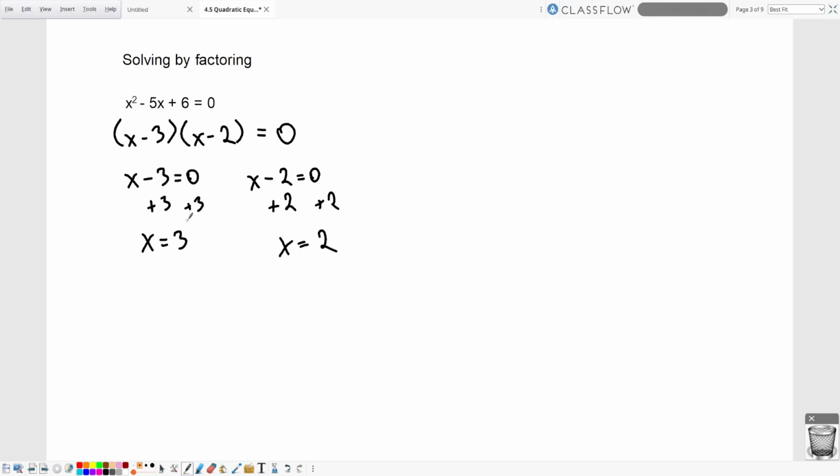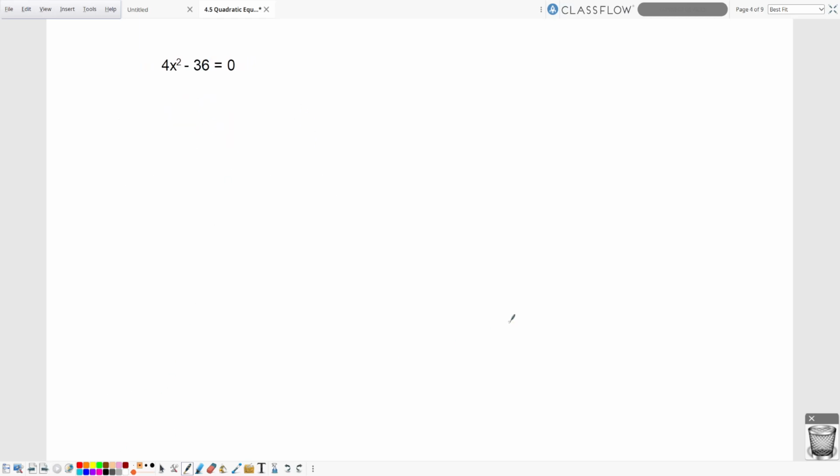So if you were to take 3 and 2, plug those back into the original equation, that would give you 0 is equal to 0. Same thing with if you take your factored form and plug in 3 or 2, you will end up with an answer of 0. So that's really all we're going to do. We are going to take our quadratic, we're going to factor the quadratic, and then once we have our factored form, we're just going to set both of those equal to 0 and solve.